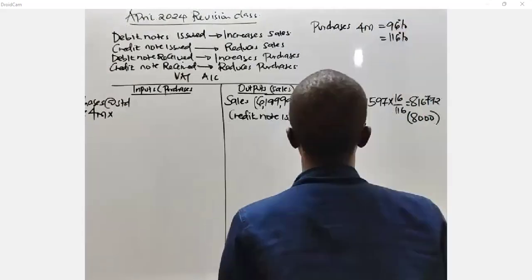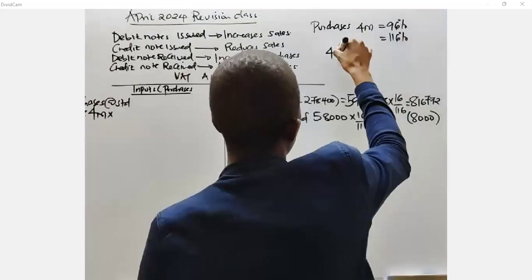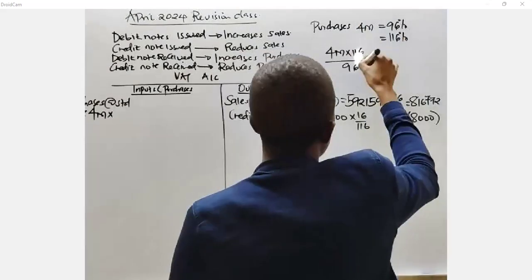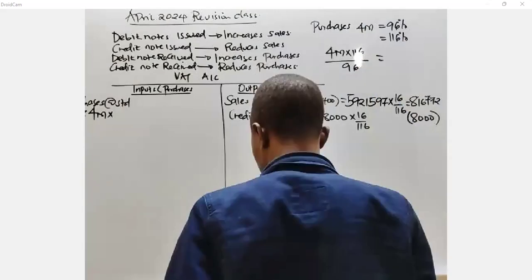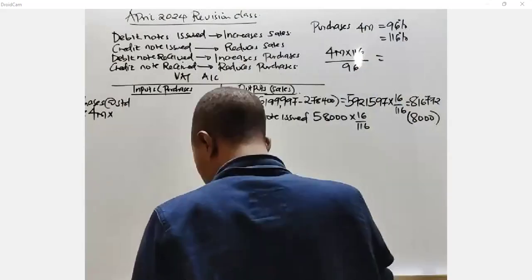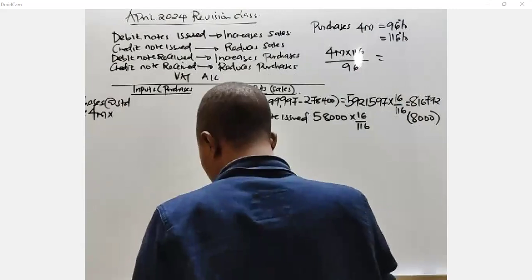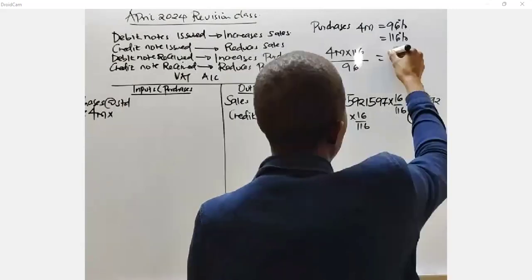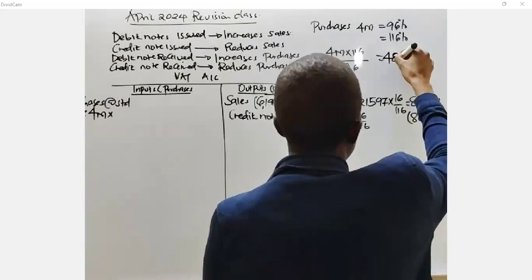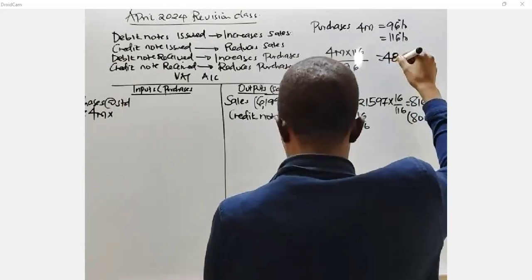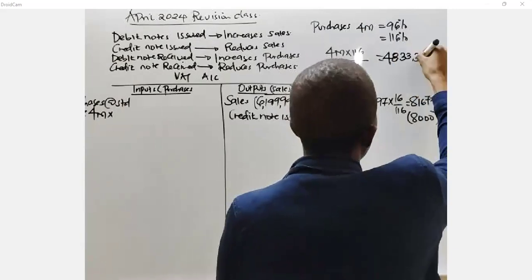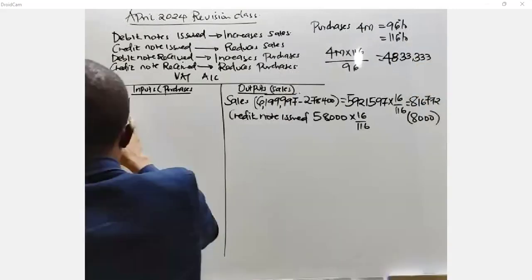What about 116%? It will be 4 million times 116 divided by 96. So how much is this? 4 times 116 divided by 96. We are getting something closer to this. 4, 8, 3. So that is the figure. So it will be looking like this.